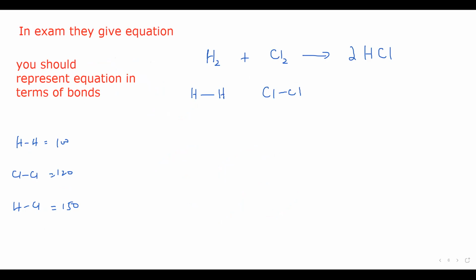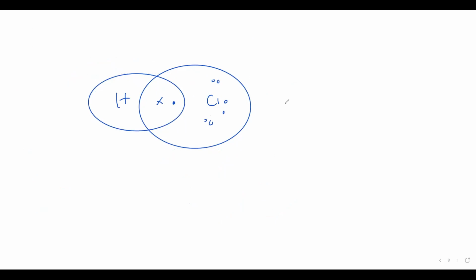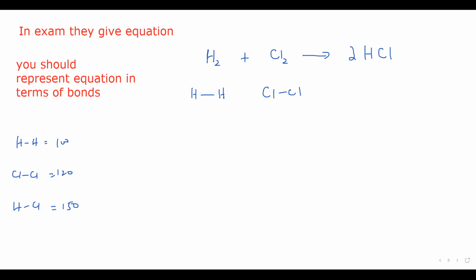And what about HCl? Hydrogen shares 1, chlorine will also share 1, and unshared on chlorine will be 6. So again there's a pair of electrons shared between them, so we represent it by a single line. So it will be HCl, and because two molecules are there, it will be multiplied by 2.